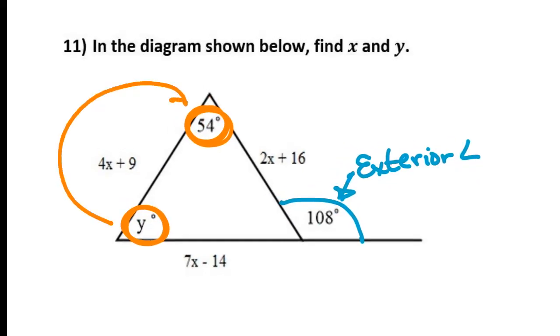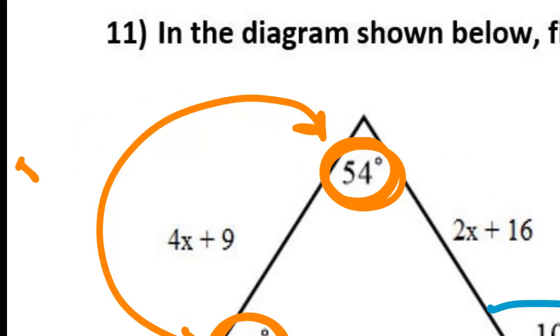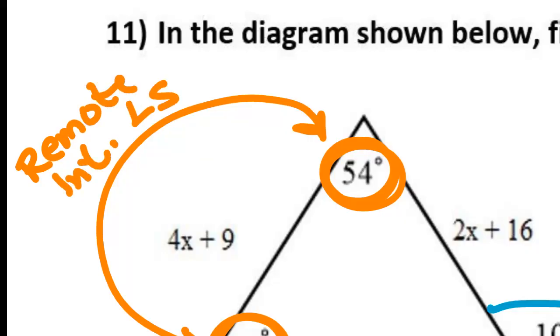Are these two angles, y and 54, exterior angles? No. So what are they called then? If they're not exterior, they are interior. These are a very special type of interior angle. They don't touch that exterior angle. Does anybody remember what we call an interior angle that does not touch the exterior angle? Remote. These are remote interior angles.